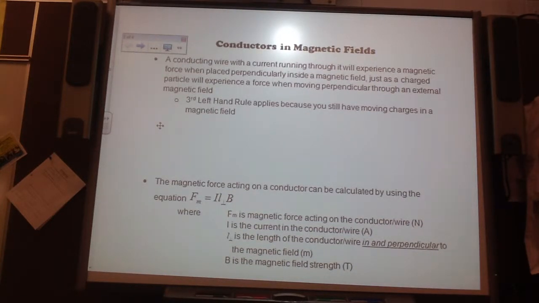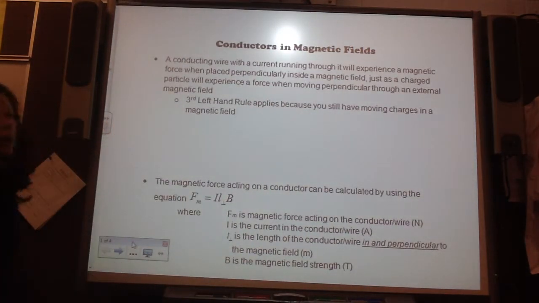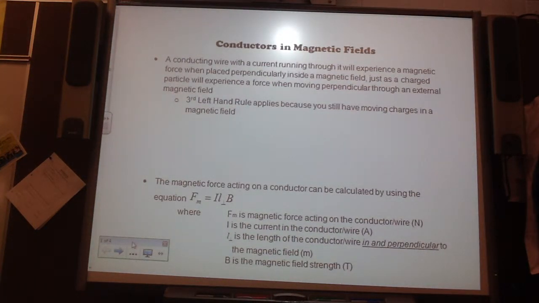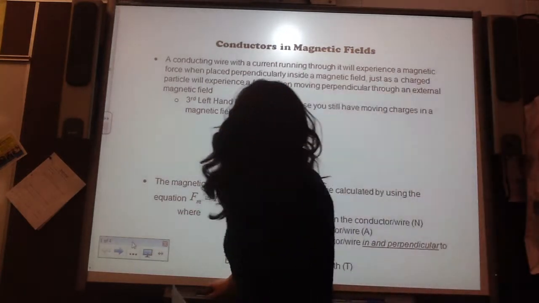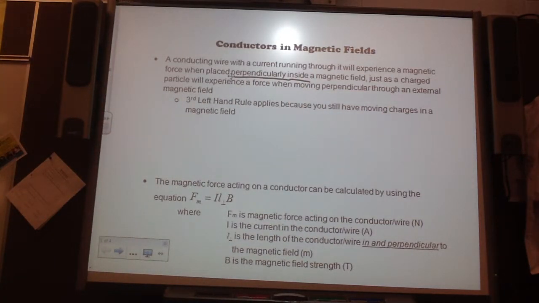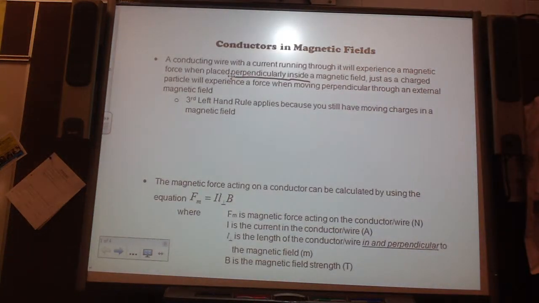So we can still use the third hand rule for this one, so you don't have to do another hand rule. But for this one, a conducting wire has a current running through it. It will experience a magnetic force when placed perpendicular, that's where this is key, perpendicular inside a magnetic field. Just as a charged particle will experience a force, so our third hand rule, we said, say a particle is just experiencing this magnetic field, which way will it experience the force? So now we're saying, well, if we have a bunch of charged particles in a wire, that whole wire will experience a force.